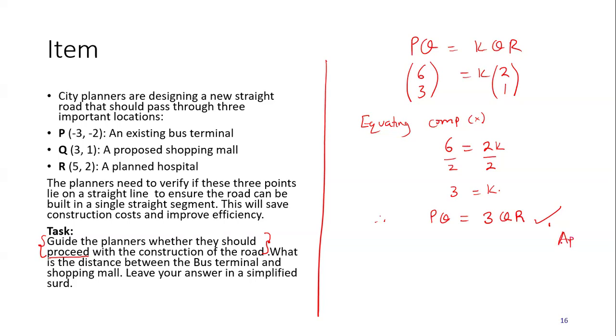That is responding to the task, because you have responded to whether the planners should proceed or not. Many of you just stop at the answer here and you miss out the mark on the conclusion. So you must conclude that the planners should proceed with the construction since the points P, Q, and R lie along the straight segment. Hope that is very clear.